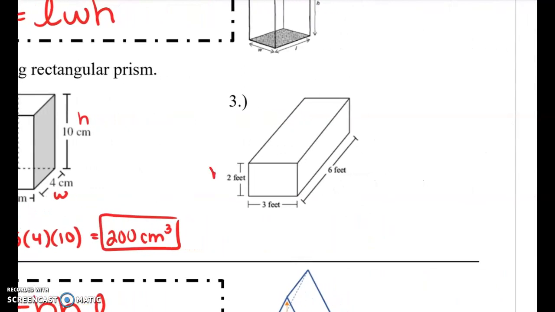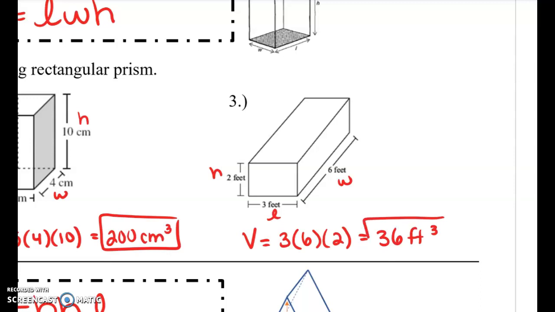Right, 2 is my height, this can be my length, this can be my width. Really, honestly, it doesn't matter because you're just multiplying them all together. 3 times 6 times 2 is going to give me 36 feet cubed. Okay, so that's for a rectangular prism, so everything's a rectangle.